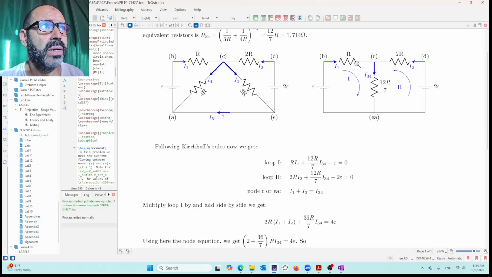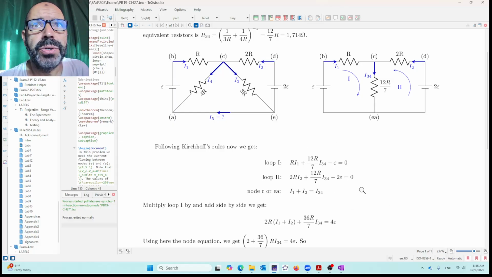So we have R I1. I started at point B. So R I1, that's the voltage drop, plus this voltage drop, which is this resistor 12R over 7 times I34. And then I'm rising potential in here, so that means I'm dropping by negative EMF. For loop 2, we start again from point D, so that means 2R I2 plus 12R over 7 times I34, here it is. And then by the time I come back in here, I'm actually rising potential. That means I'm dropping with a negative 2 EMF, because the value of the EMF in here is 2 epsilon. So these are the equations.